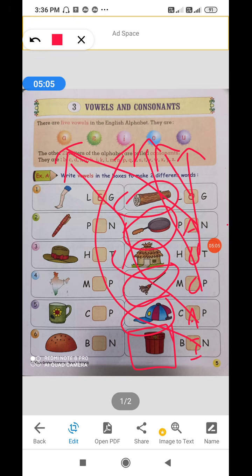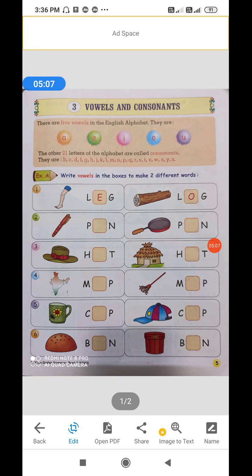So, my dear students, you have understood very well. What are the vowel words? A, E, I, O, U.